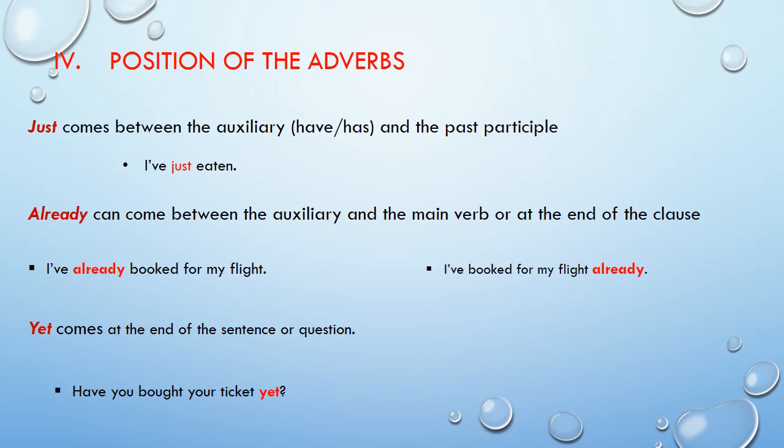Let's see how these adverbs, just, already, and yet, are located in the sentences. So just comes between the auxiliary have or has and the past participle. Example: I've just eaten. Already can come between the auxiliary and the main verb, or at the end of the clause, like I've already booked my flight, or I've booked my flight already. But yet comes at the end of the sentence or the question: have you bought your ticket yet?